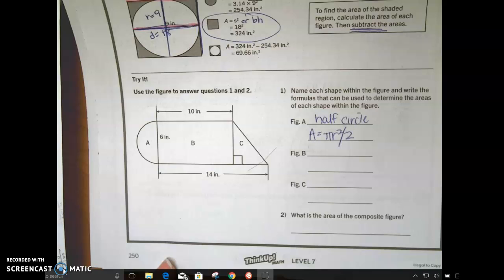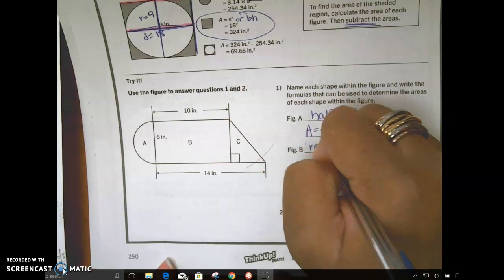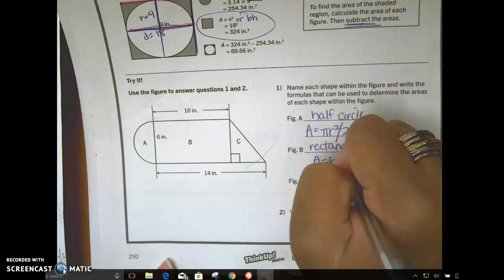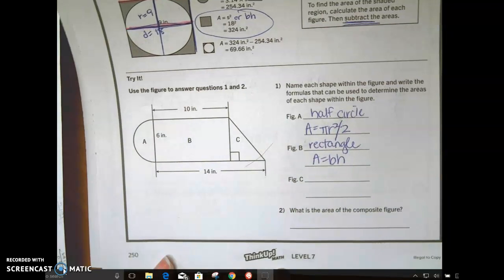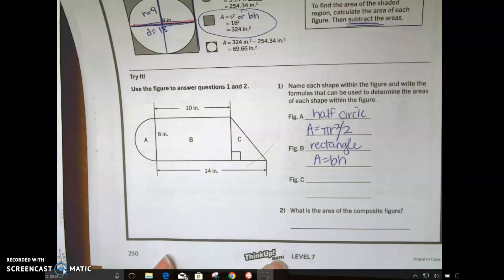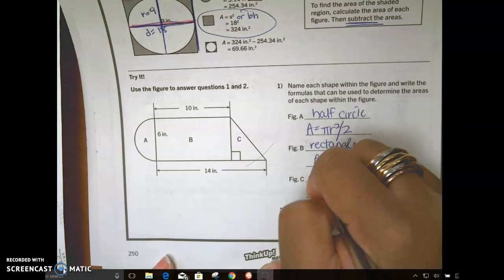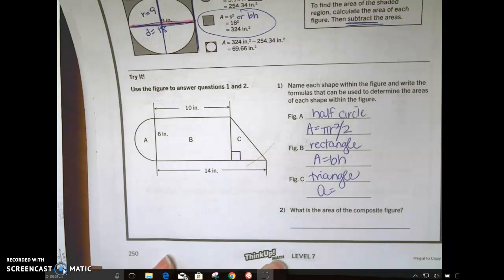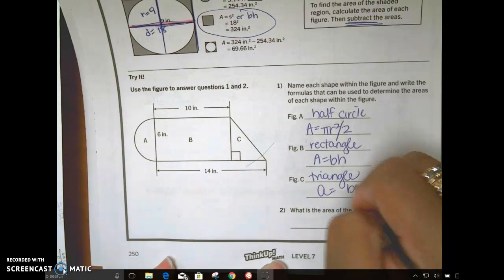B, what shape is that? Rectangle. How do you find the area of a rectangle? Base times height. C, what shape is that? Triangle. How do you find the area of a triangle? Base times height cut in half. Good.